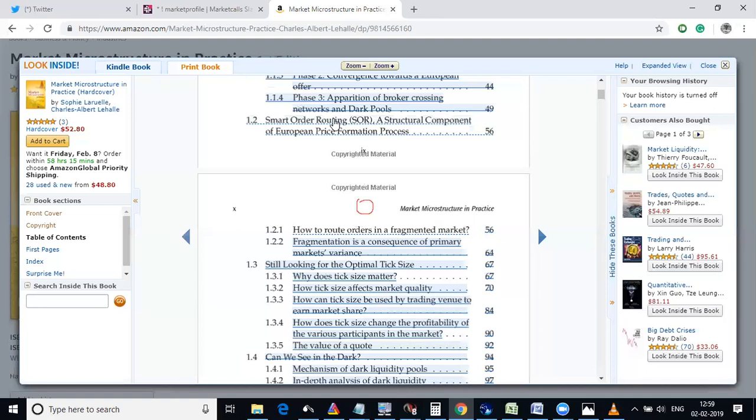It's more of an institutional tool, and you will get to know a lot about it. And then again, why does tick size matter? Why does tick size affect market quality? So all these are good-to-know things, right? They're not trading strategies. It enhances your market experience.